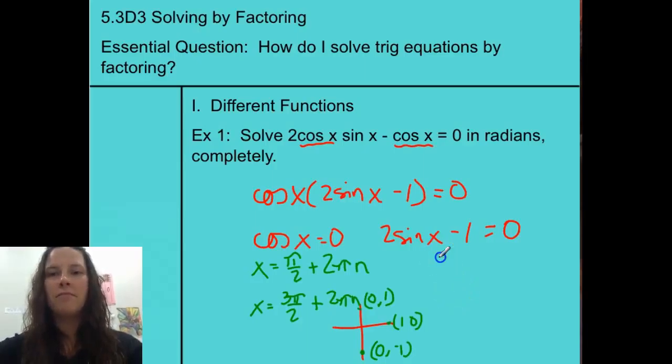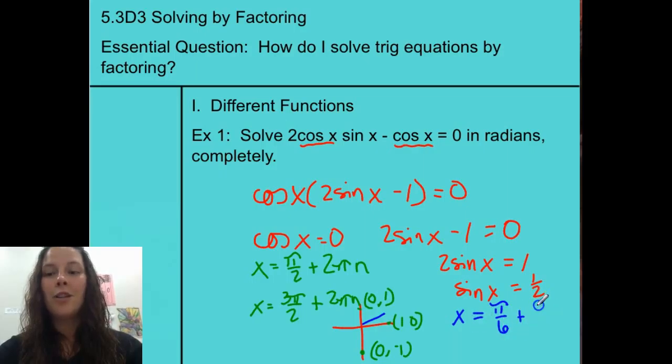Looking at our second equation, adding that 1 to both sides. Dividing both sides by 2. And looking on the unit circle, where is our sine value equal to 1/2? Sine goes 1, 2, 3, so that would be at pi over 6. Plus the 2 pi n, the period for sine and cosine is the same.